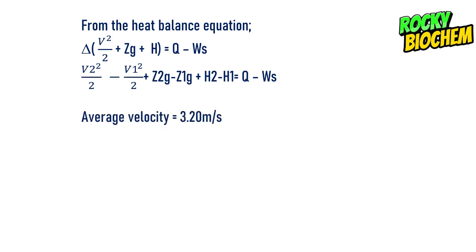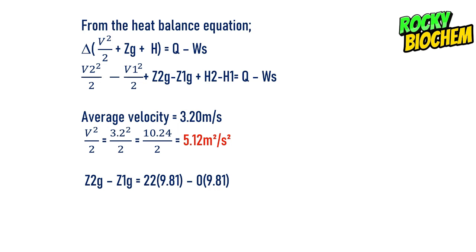So let's continue. The question gave us the average velocity to be equal to 3.20 meter per second. The question didn't say that we have initial velocity or final velocity, but we were rather given average velocity. So since we were given average velocity, we can just use it for the v squared over 2 portion to get 5.12 meter squared per second squared. This becomes the figure for the v squared over 2.